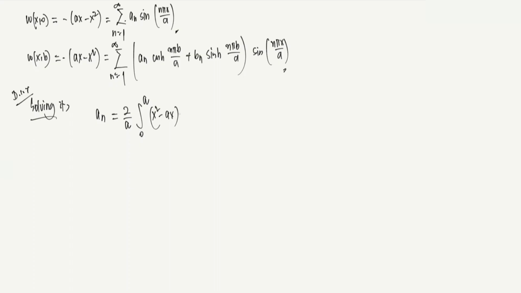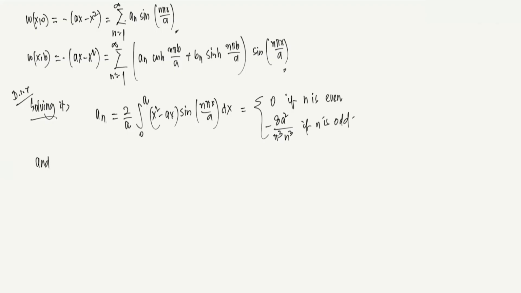You remember f of x, sine of n pi x by a, n pi x by a dx. Fourier sine series, yeah. And of course, if you look at the solution of this thing, you can do that. And what you get is it is 0 if n is even, and it is going to be minus 8a square by pi cube times n cube if n is odd. Clear? Okay. And so this is from the first equation.